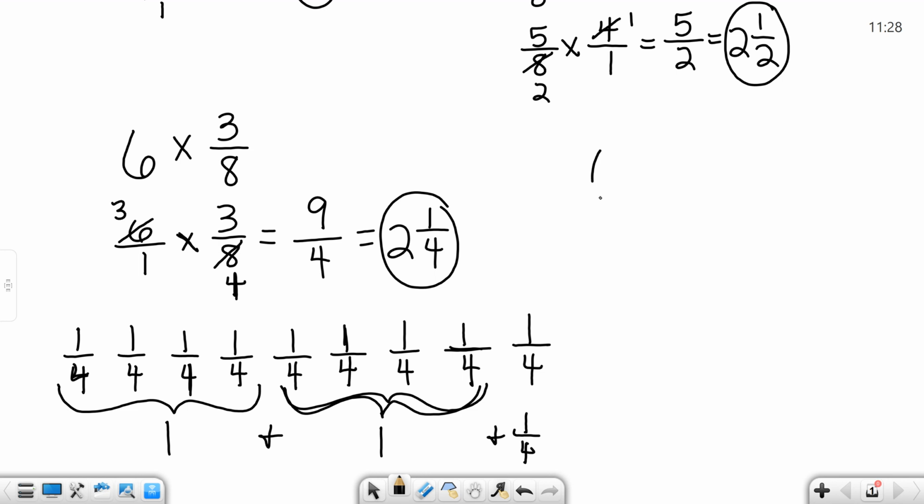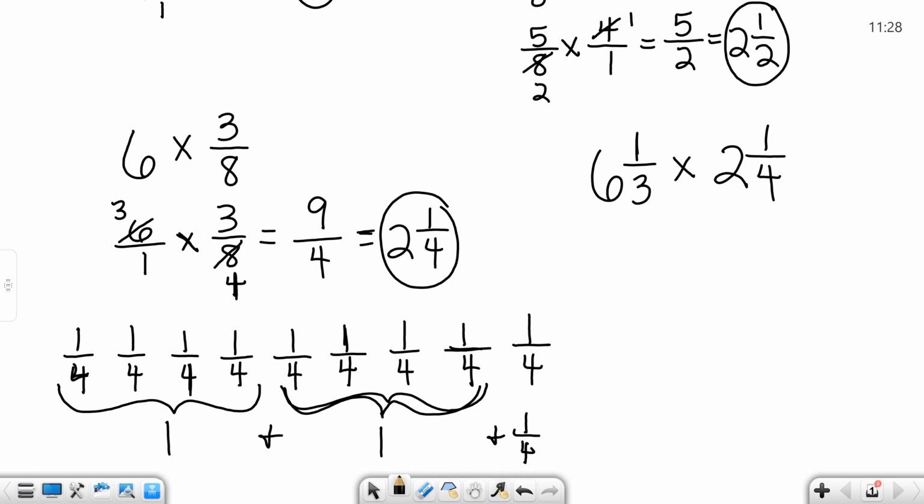Now, let's try multiplying two mixed numbers. So 6 1/3 times 2 1/4. When we are trying to multiply mixed numbers, we have to change them to improper fractions. Now, that is a rule in multiplication and division. But again, I repeat, do not change mixed numbers to improper fractions in addition and subtraction, only in multiplication and division. So our first step will be to change these to improper fractions.